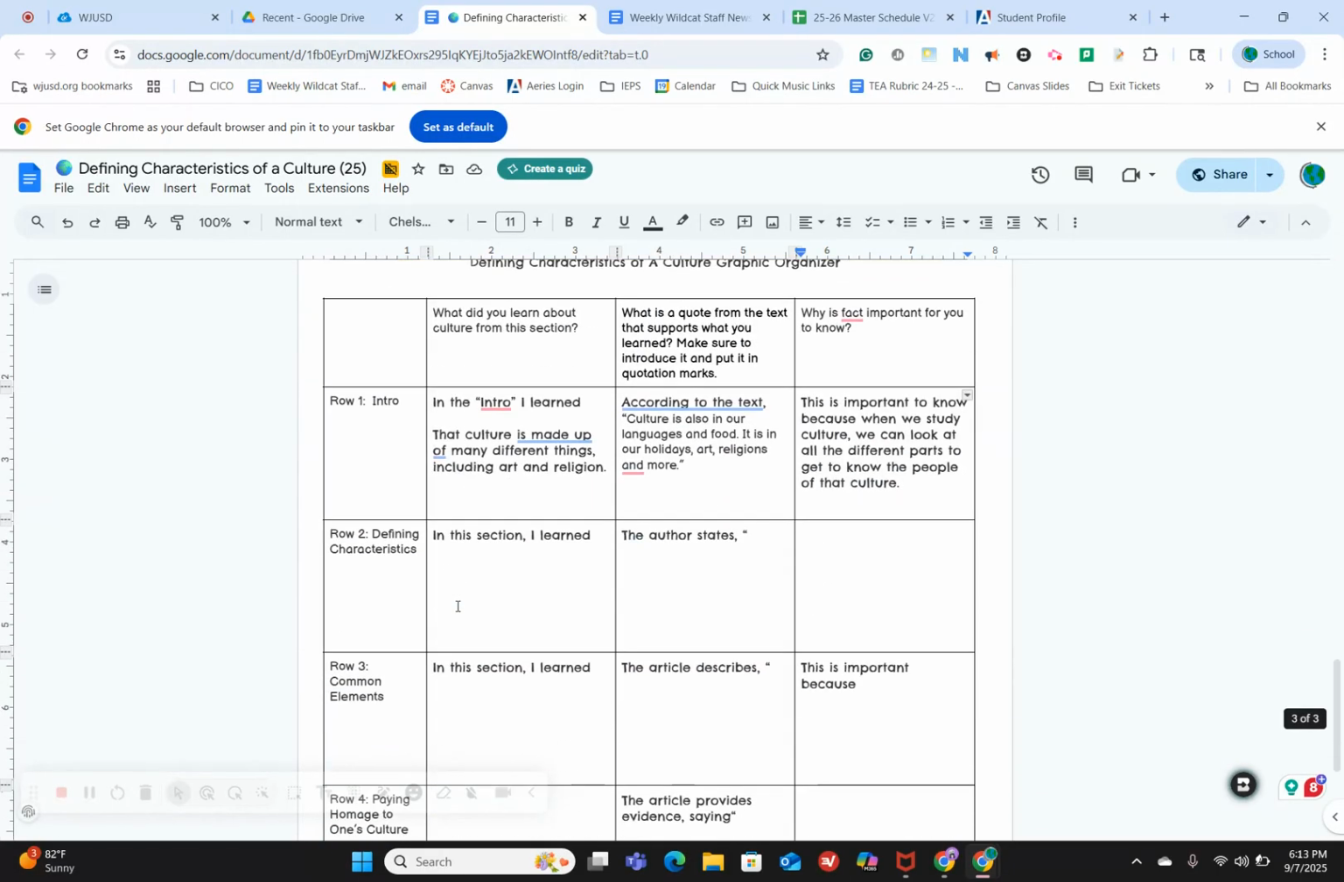Awesome. So now I'm going to go down here, and I don't remember if you guys have a sentence starter there. You don't. So you can use that sentence starter though if you want to, and say, in this section I learned, and tell me something you learned in your own words.